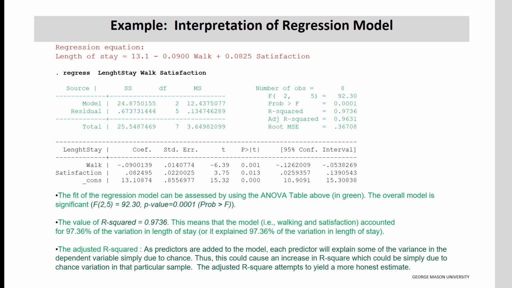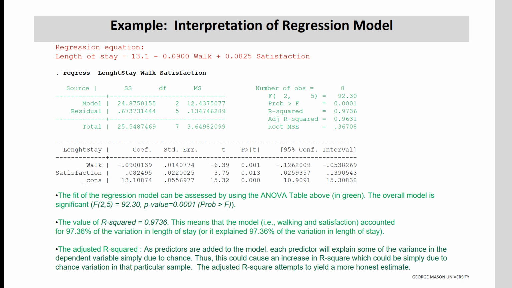Next, we look at the R-squared. The value of the R-squared is 0.9736. So this means that the model accounted for 97.36% of the variation in length of stay.